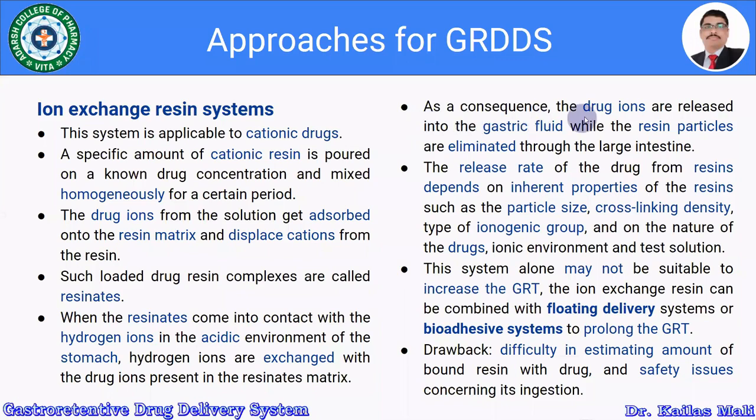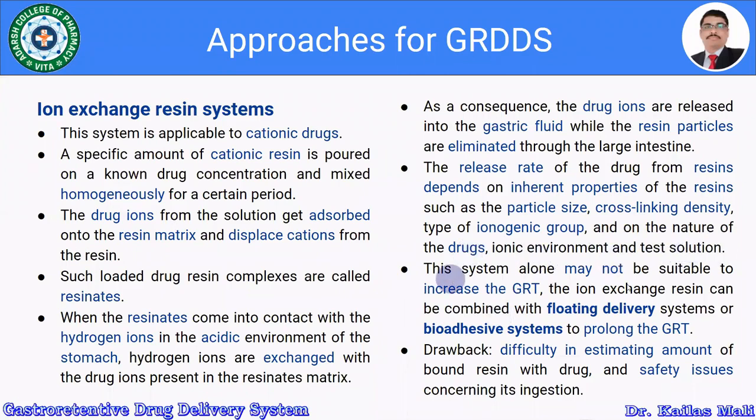As a consequence, drug ions are released into the gastric fluid while the resin particles are eliminated through the large intestine. The release rate of drug from the resin depends on the inherent properties of the resin, such as the particle size, cross-linking density, type of ionogenic group, and on the nature of the drug's ionic environment and the test solution.